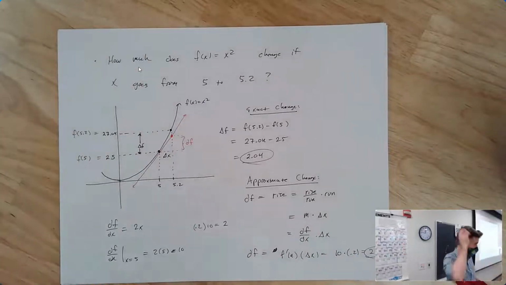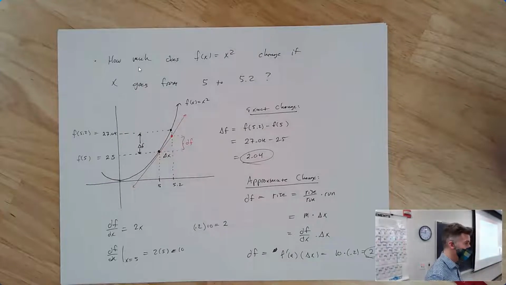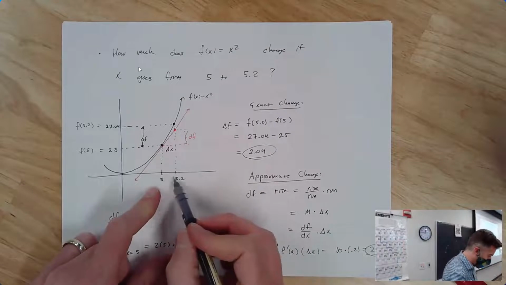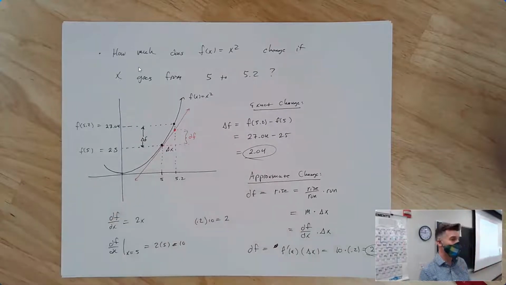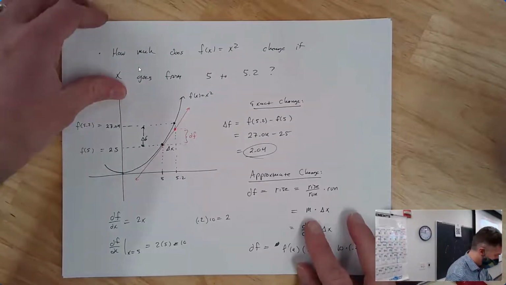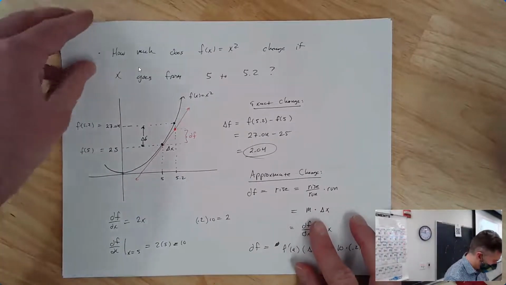So I assume that we can only do this for very small approximations. Right. If this delta x gets really, really large, it's not that you can't do it, it's just that your approximation is no longer very good.